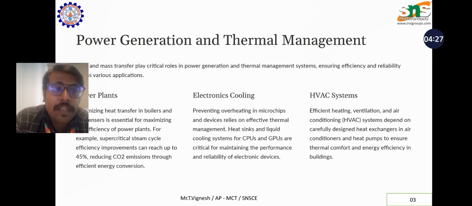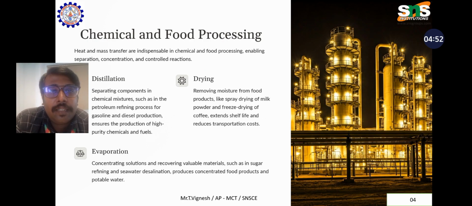And HVAC, that is heating, ventilation and air conditioning systems, which we depend on mostly in the summer season. Heat pumps, air conditioning, and heat exchangers typically have heat transfer mechanisms as their basic principle. Other applications are in chemical and food processing industries, such as distillation and drying. These processes depend on heat and mass transfer mechanisms. In distillation, components in chemical mixtures are separated, such as in the petroleum refining process, where heat is applied and crude oil gets converted into multiple products like gasoline, diesel, and natural gases. For that, the heat transfer mechanism is very essential.